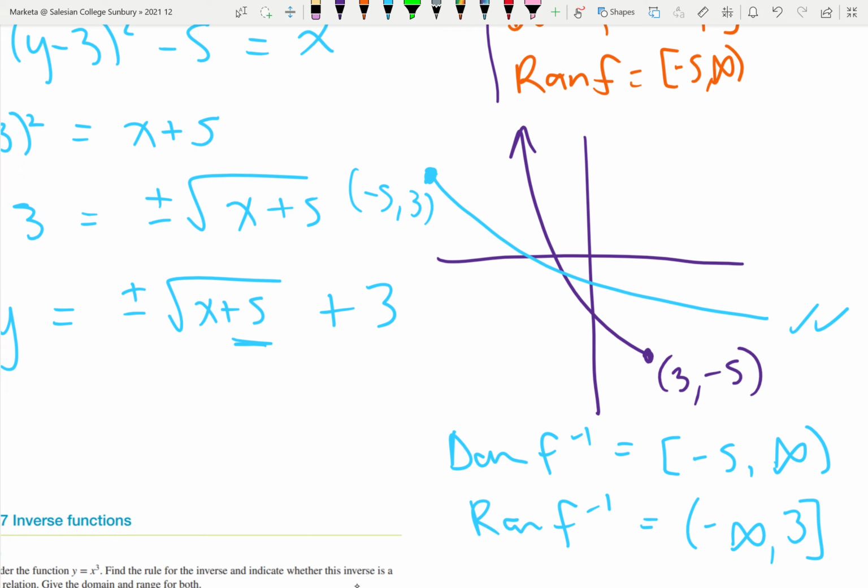Actually, I might just draw it a little bit more nicely. I'm going to put my y equals x line in, because then I know that I'm going to intersect here, and it will look something like this. So it's my mirror image. It intersects on the line y equals x. So that means it's the negative part, and it means that this is going to be my rule.